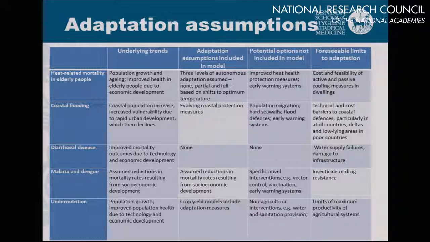Adaptation is quite a difficult concept, and it can happen at different levels. So the underlying trend, that first column, is really what I was saying before about improvements in underlying health. So that's lower mortality rates from diarrhea, lower mortality rates from malnutrition, lower mortality rates from malaria. They're all built in, okay?